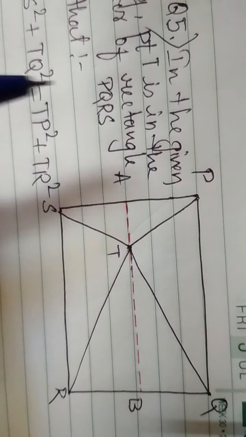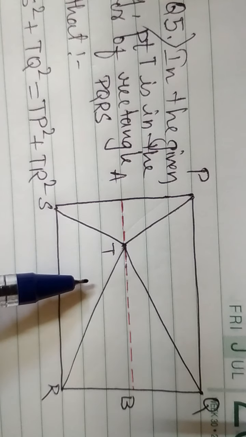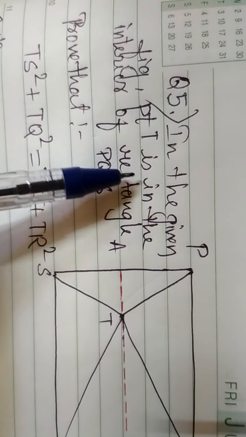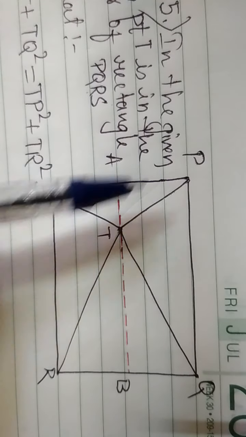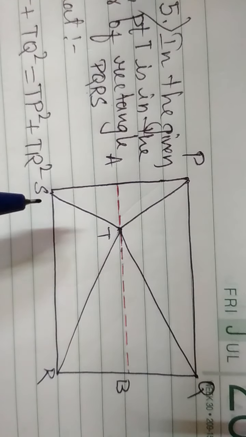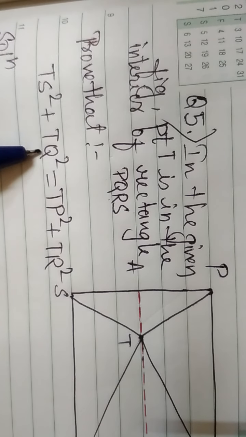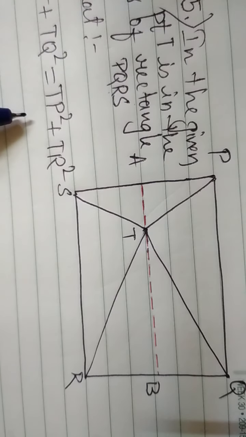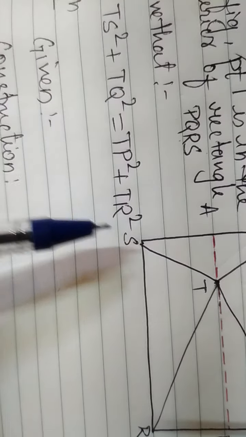So now question number 5 is, the diagram is given in your book. In the given figure, point T is in the interior of rectangle PQRS. So what is the thing we have to prove? That is TS square plus TQ square equals TP square plus TR square. So these things we have to prove. So let's start with that.